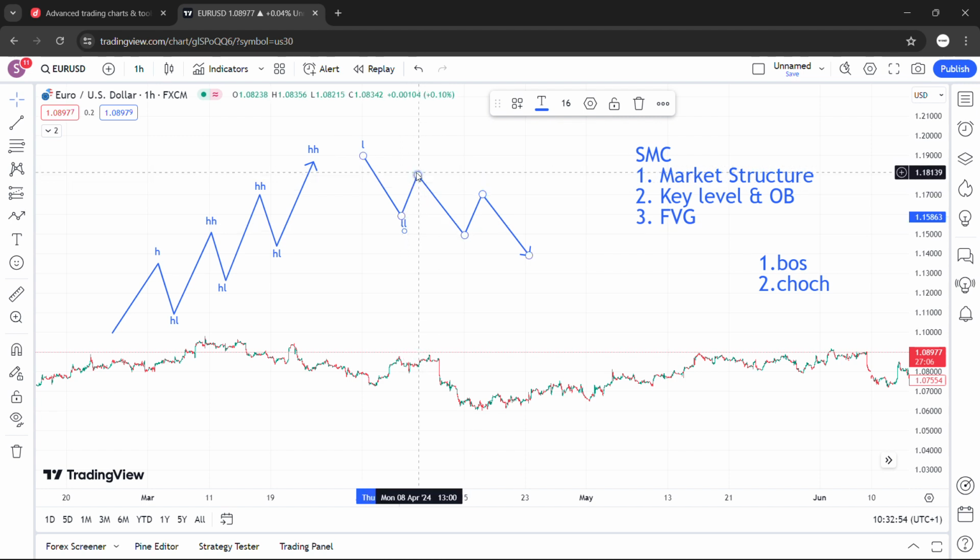It is called a lower high because even though it went up as a high, it is not equal to the previous high and it is not higher than the previous high, so it is a lower high.